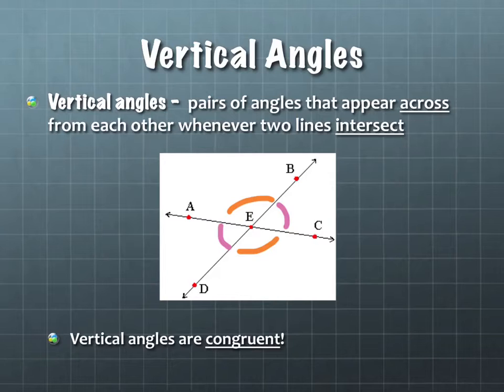So whenever we have intersecting lines, they form two pairs of vertical angles. And vertical angles are congruent. Now that doesn't mean that the pink and the orange are congruent here. It means the pink and the pink correspond to one another, are congruent. The orange and the orange correspond to one another. They are vertical angles and are congruent.